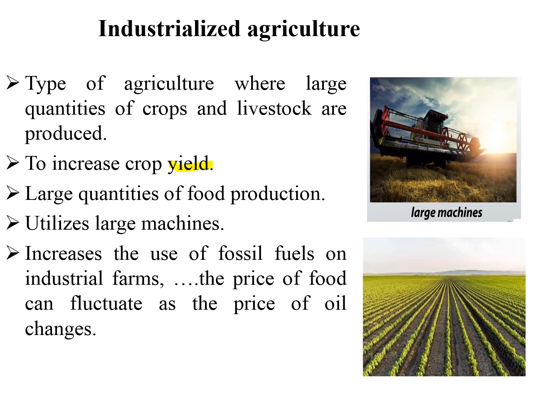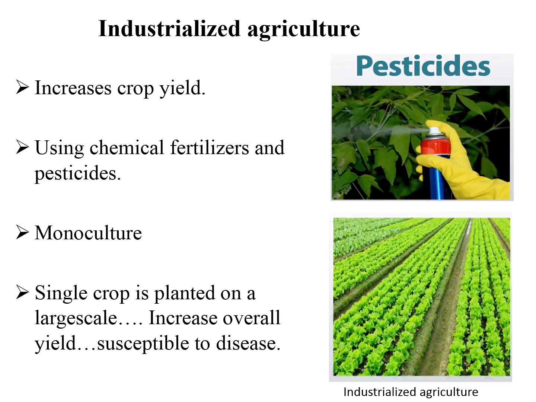Industrialized agriculture utilizes large machines, which increases the use of fossil fuels on industrial farms, and therefore the price of food can fluctuate as the price of oil changes. Industrialized agriculture also increases crop yield by investing in a large irrigation system and by using chemical fertilizers and pesticides. Monoculture practice is used in industrialized agriculture.